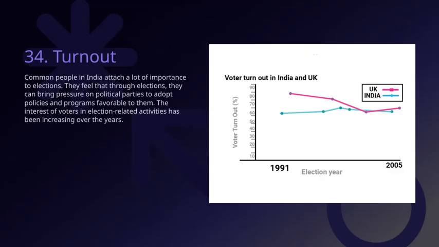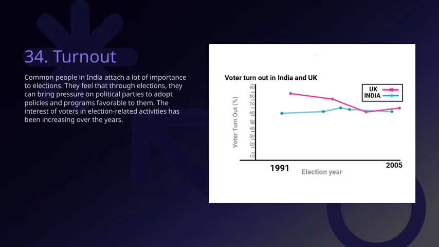Now, let's talk about turnout. In India, common people place a lot of importance on elections. They believe that through voting, they can influence political parties to adopt policies and programs that benefit them. This sense of empowerment is a key reason why elections matter so much at the grassroots level.